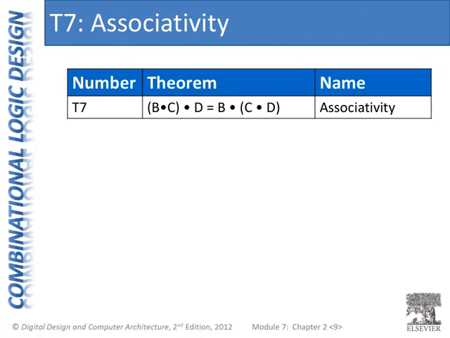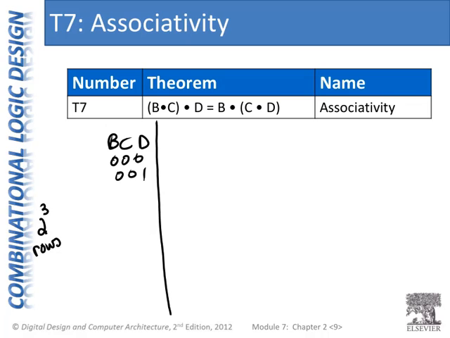So we can do the same thing for associativity. Here we have 3 variables, B, C, and D. So for 3 variables, we need 2 to the 3 rows in our truth table. And so we'll have 000, 001, 010, 011. And again, I put that line there just to keep it aligned. 100, 101, 110, and 111. Those are all of the possible combinations of B, C, and D.